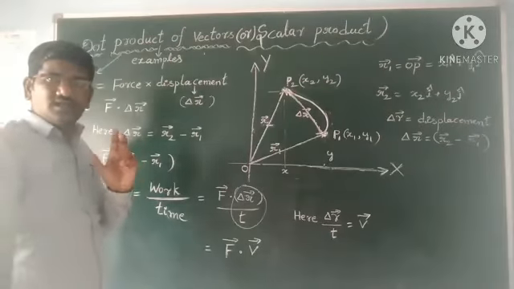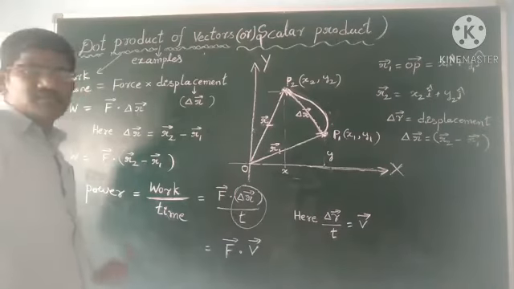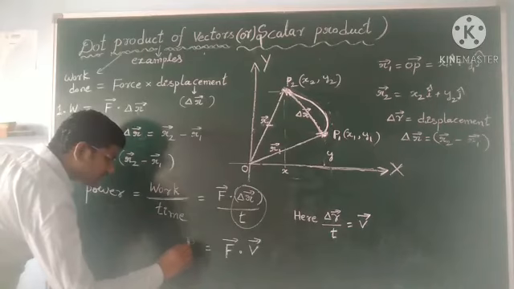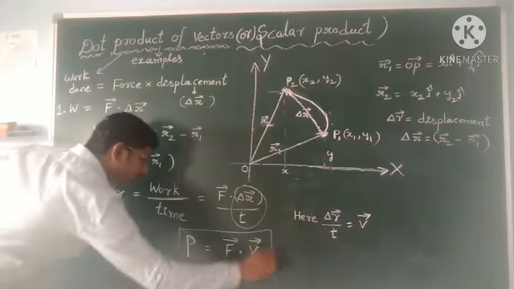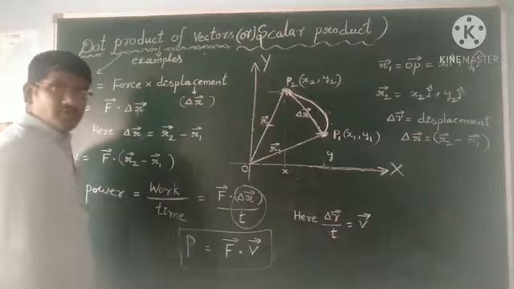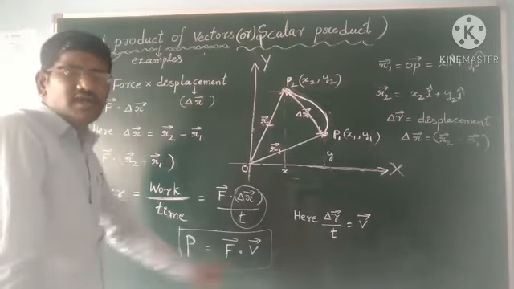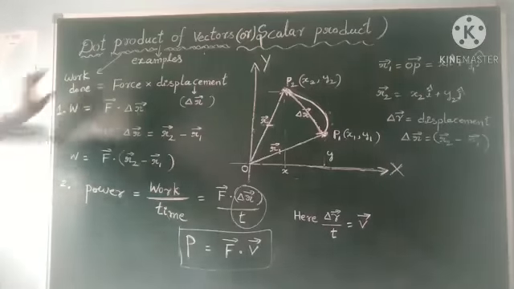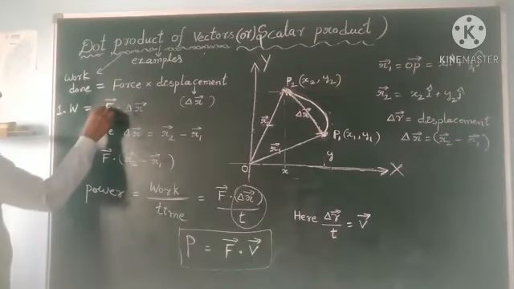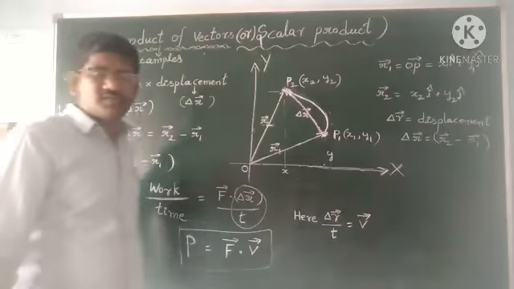Okay, so what is the dot product definition we have seen? And we have two examples of the dot product. One is power, where power is equal to F bar dot V bar. Power is a scalar physical quantity, the dot product of force and velocity. Similarly, another example is work done, which is the dot product of force and displacement.